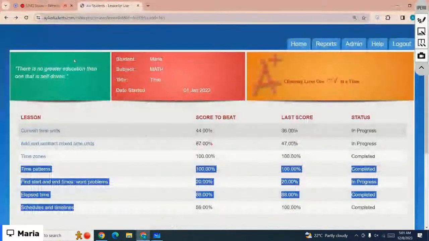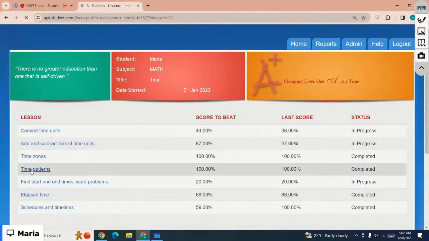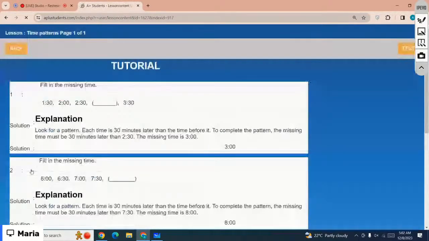We are already working on the chapter. We did start this lesson last session. So today we're going to start the lesson that is time patterns. Basically, these are the same patterns like we find in the numbers, right? You need to see how the time is changing.